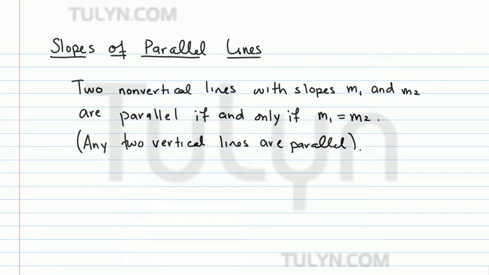When you're trying to find out whether two lines are parallel graphically, it's not that challenging, as in when you see them drawn on the graph. However, algebraically, it's also not difficult. As it turns out, any two non-vertical lines with slopes m1 and m2 are parallel if and only if their slopes are equal. So m1 is equal to m2. And for reference, any given two vertical lines are automatically parallel.